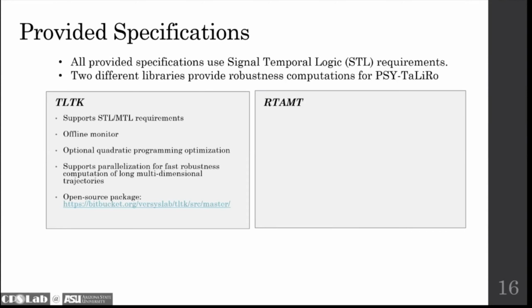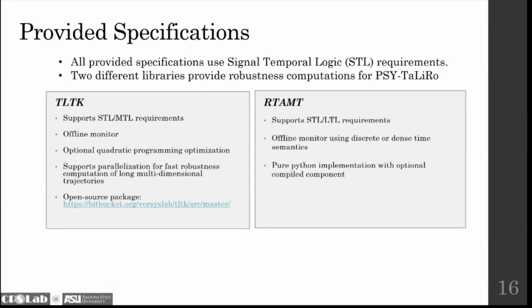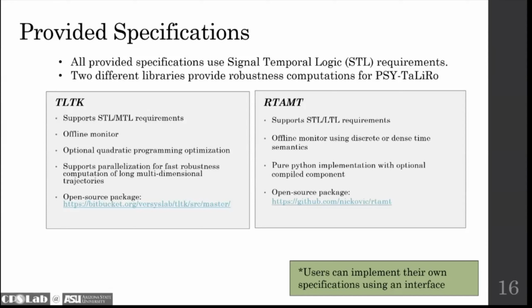SciTallyRow also uses the RT-AMT library for robustness computation, which supports STL or LTL requirements, and is also an offline monitor which supports discrete or dense time semantics. RT-AMT is a pure Python implementation with an optional compiled component. RT-AMT is an open source package available at the following URL. Users can also implement their own specifications by adhering to the interface defined in the SciTallyRow specification module.